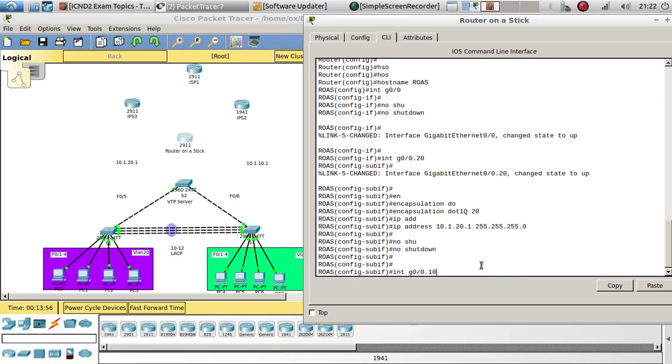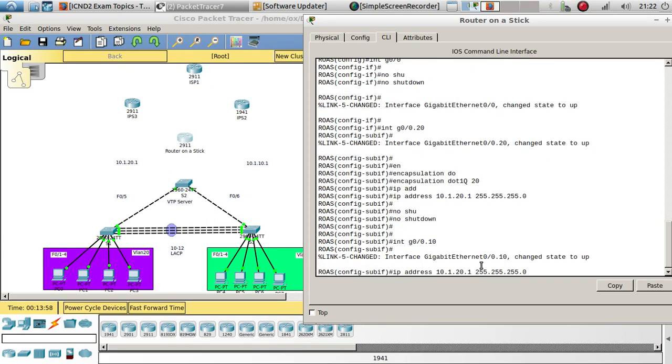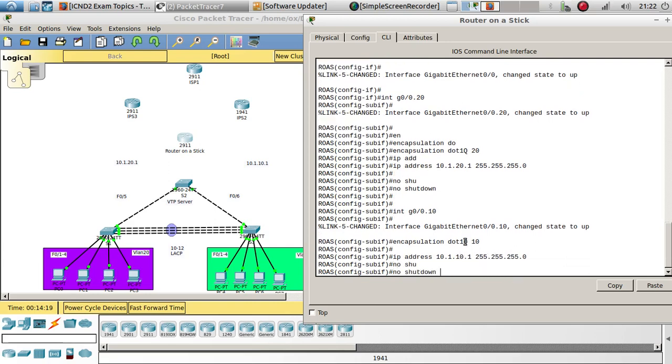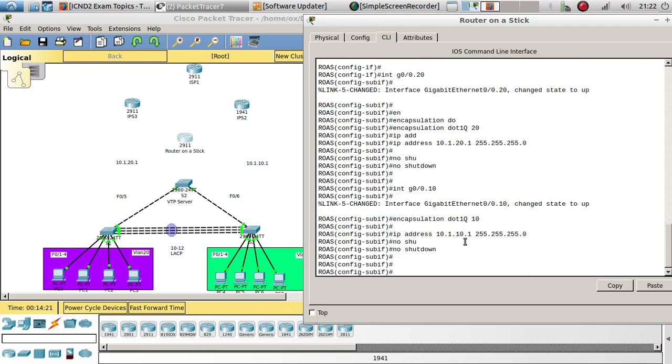Now let's go to sub interface 10, and this is for router on a stick on VLAN 10. The first thing that you have to enable is encapsulation dot1q, and after that you have to change it to VLAN 10 because we already did VLAN 20. And then you have to configure the IP address for the default gateway. Okay, and you can do a no shutdown as well. So this is good. As you can see, router on a stick should be working.